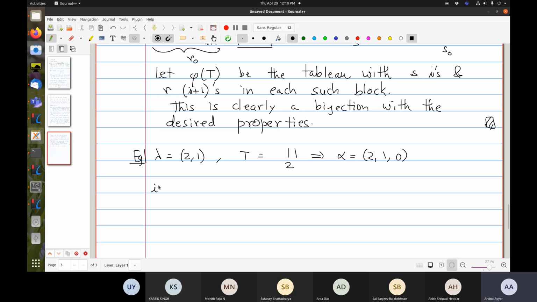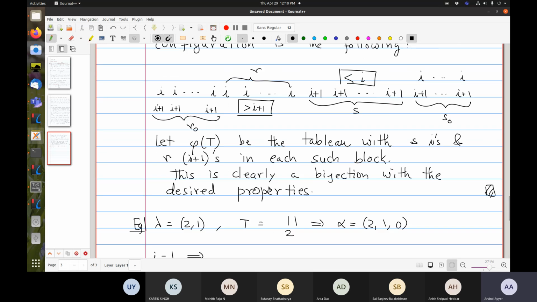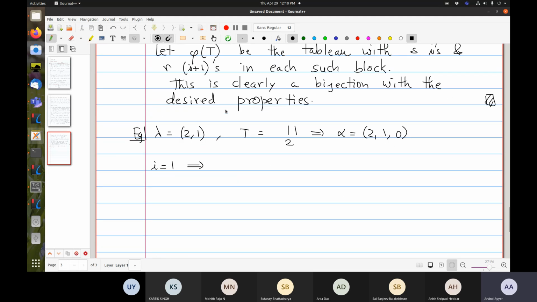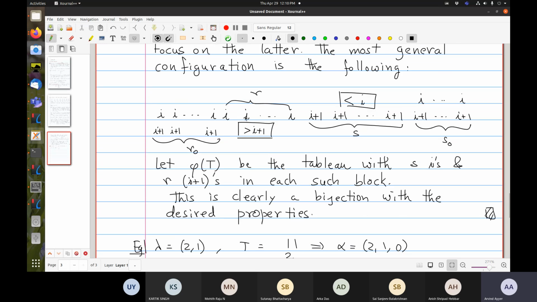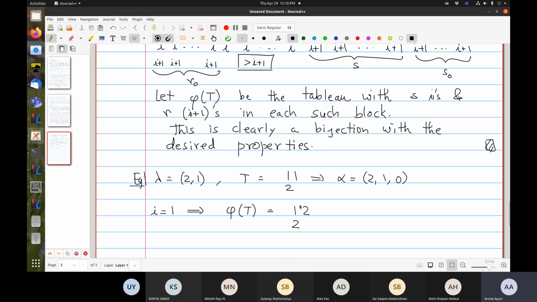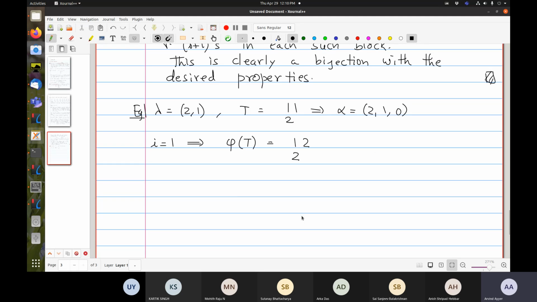So if I take i equals 1, then this tableau is exactly like this, 1 1 2, just that part. So phi of T is then 1 2. So in that case r is 1 and s is 0, so you just take the other fellow. And if i is 2, then phi of T, what will it do?